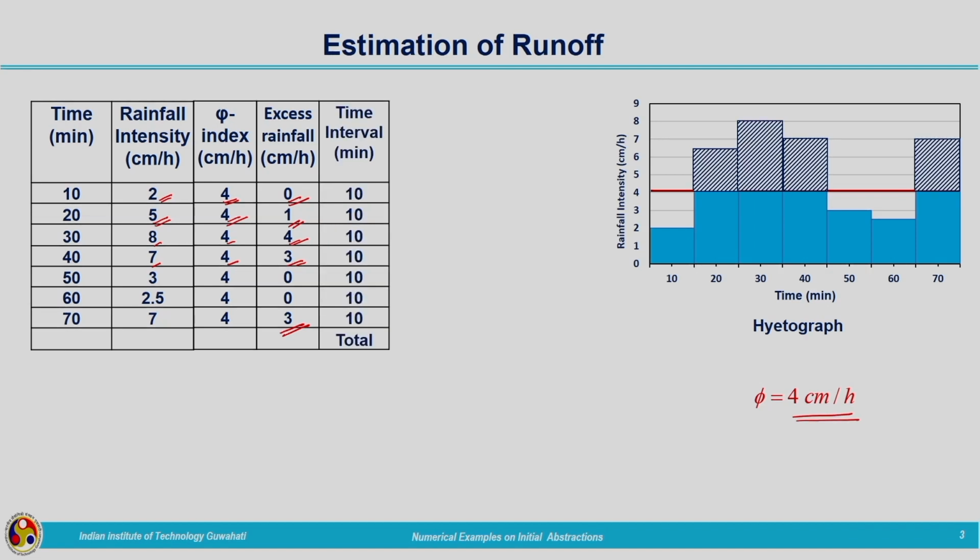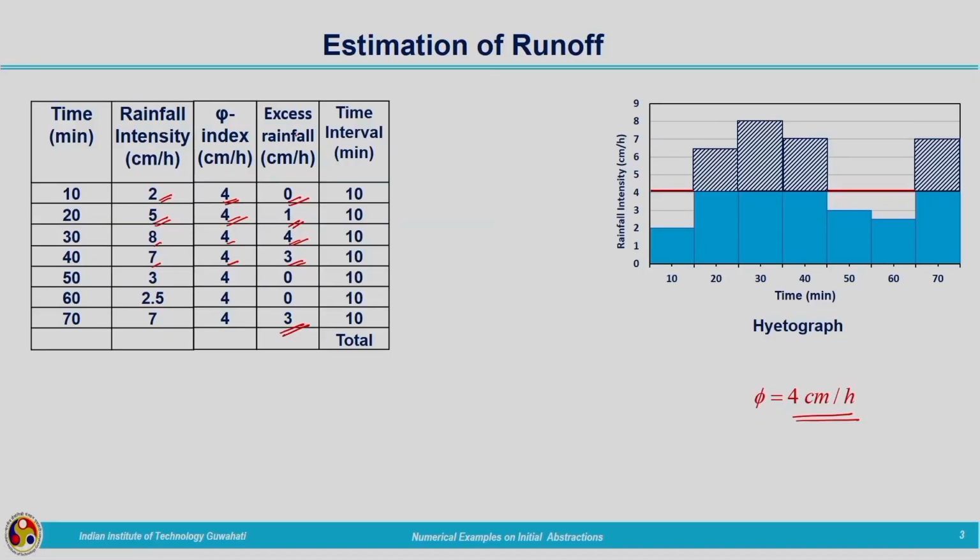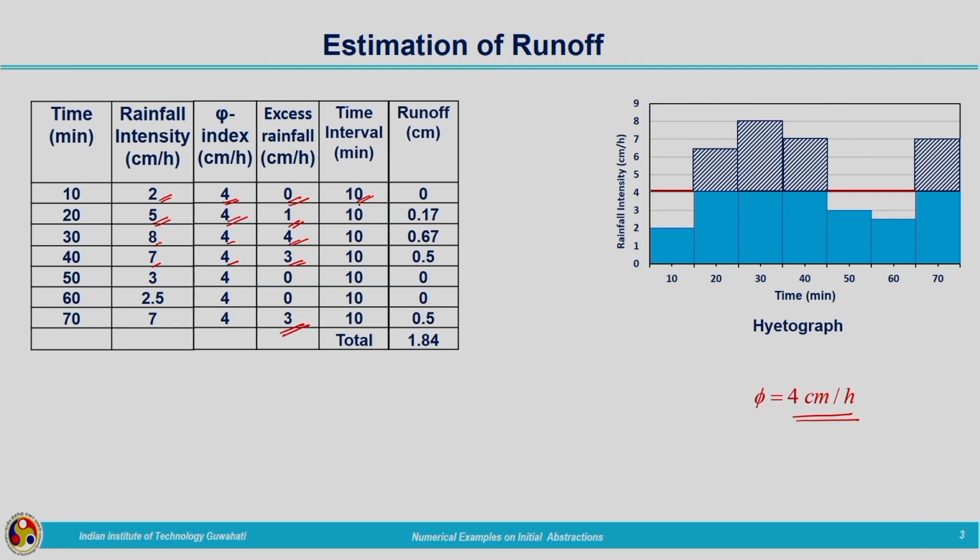Now, the time interval is a 10 minute gap. The intensity is given in centimeters per hour and the time interval corresponding to each intensity is 10 minutes, so both units of time should be made the same. Corresponding to this excess rainfall in centimeters per hour, for this time interval we need to calculate 1 centimeter per hour for 10 minutes. When we convert it into centimeters we get 0.17 centimeters, and in a similar way we will compute the runoff depth for all the time intervals.